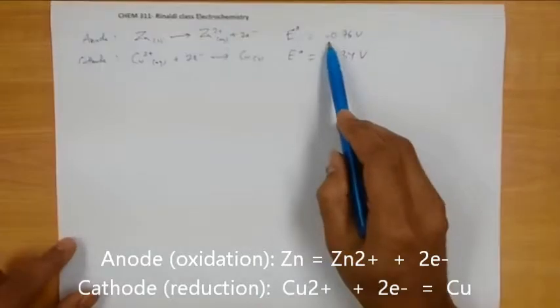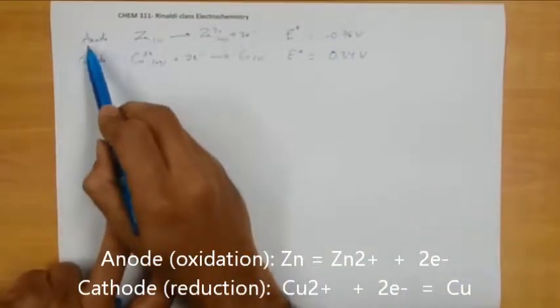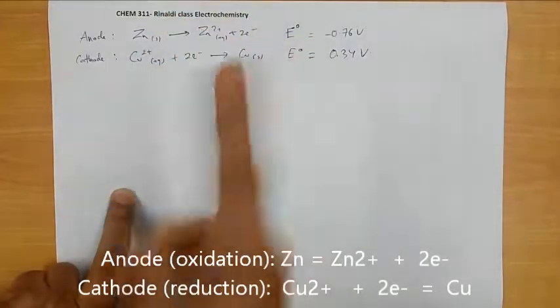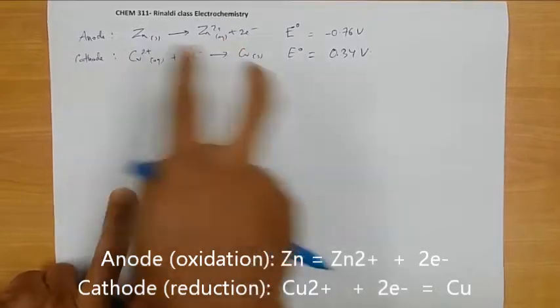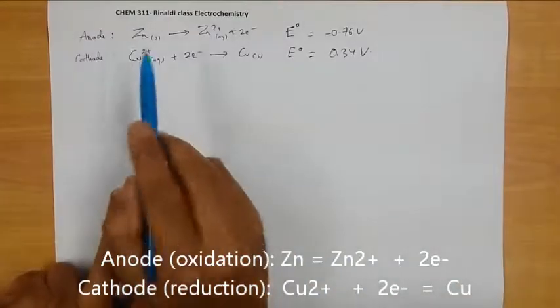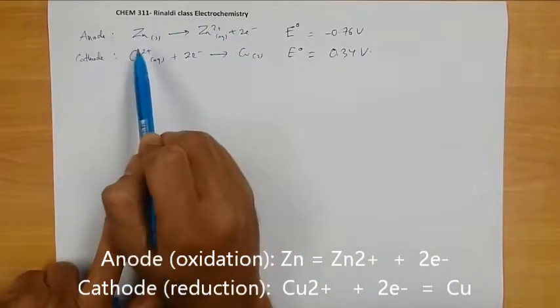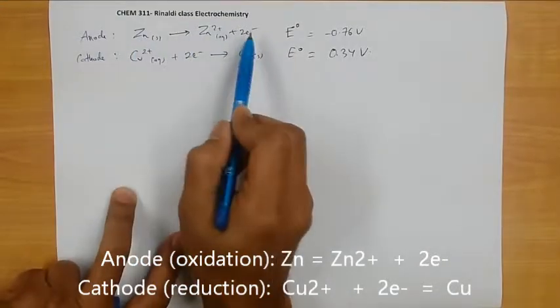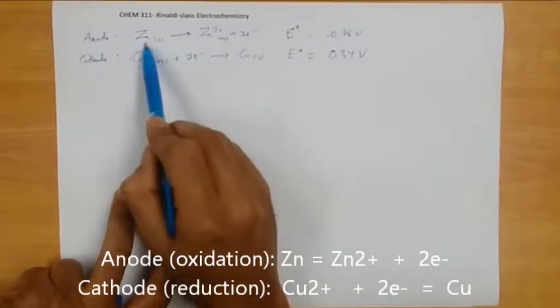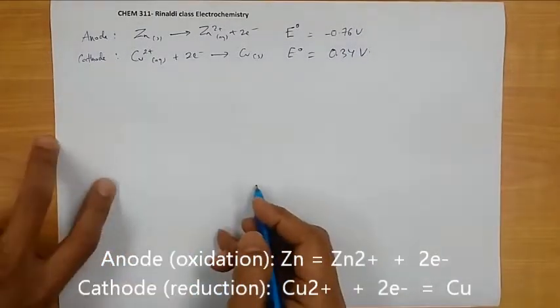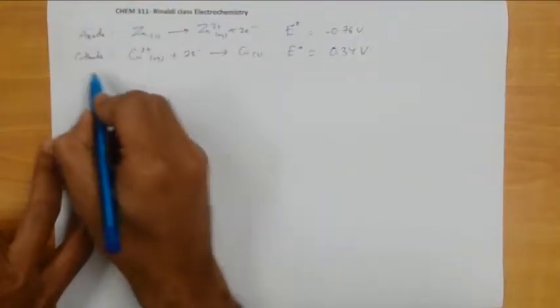Minus 0.76. But the way I write the anode, because the anode is going through oxidation, I have to flip it. I have to flip the half cell reaction. So this is presented as reduction, but because we want to build an electrochemical cell, I have to flip the zinc reaction so that the zinc is giving out electrons, right? We know that zinc will be ready to give electrons because the value of the potential is more negative, and because the cathode reaction is copper, we keep it as it is from the table.